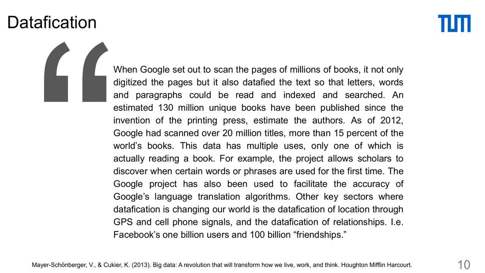the pages, but it also datafied the text, so that letters, words and paragraphs could be read and indexed and searched. An estimated 130 million unique books have been published since the invention of the printing press, estimate the authors. As of 2012, Google had scanned over 20 million titles, more than 15% of the world's books. This data has multiple uses, only one of which is actually reading a book.